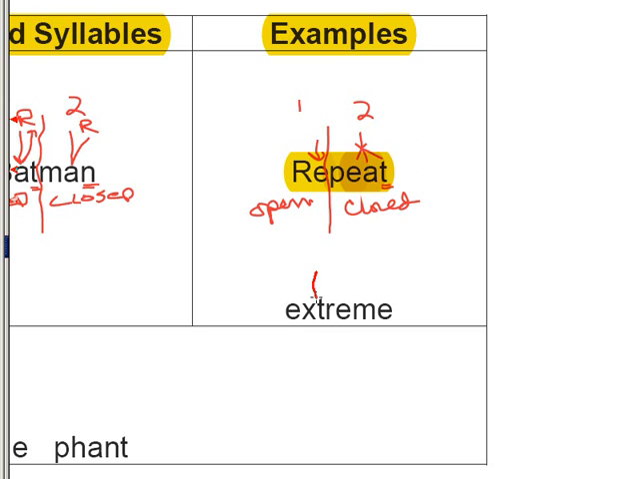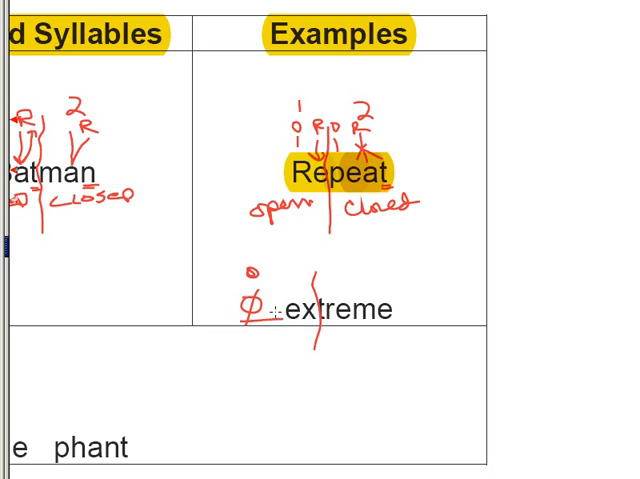Now, don't be fooled. Notice that there is no onset in this word. The onset position is absent. The onset position in repeat is occupied by the R, and this is our rhyme. The P is our onset, and this is our rhyme. And so that two-syllable word is made up of an onset, rhyme, onset, rhyme.